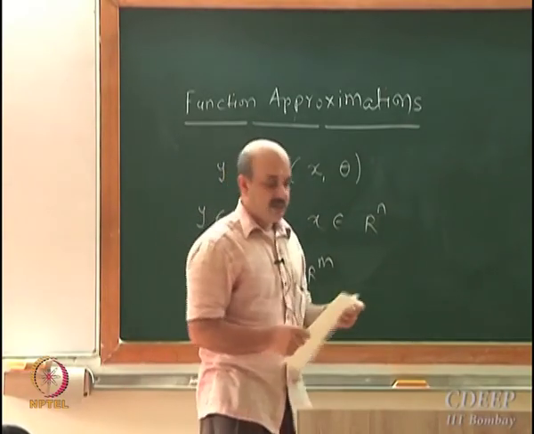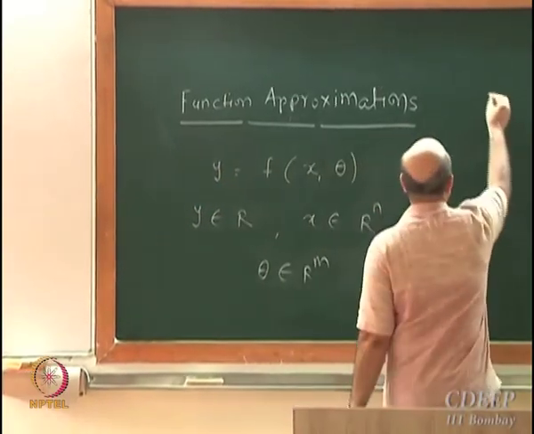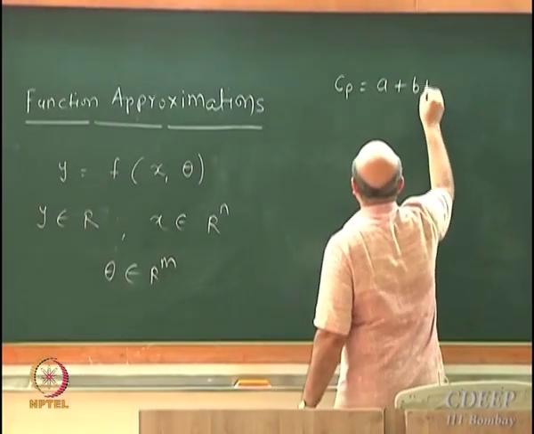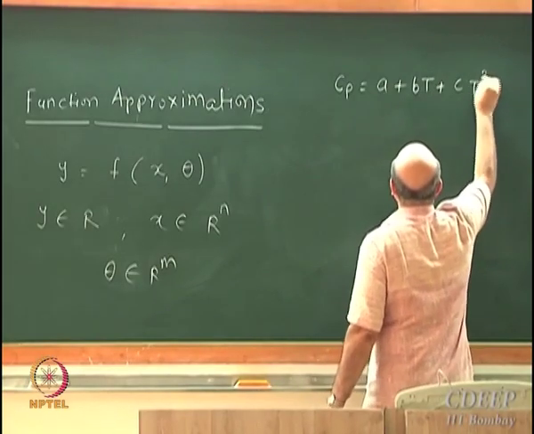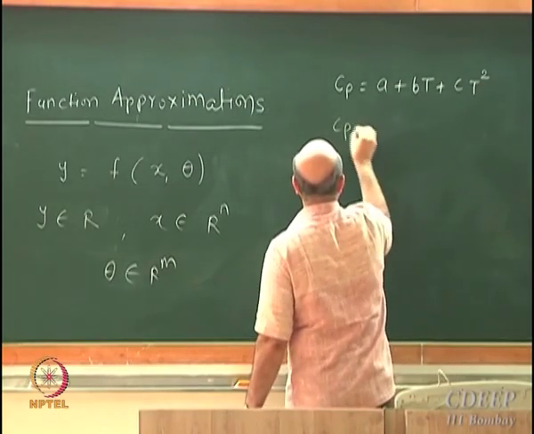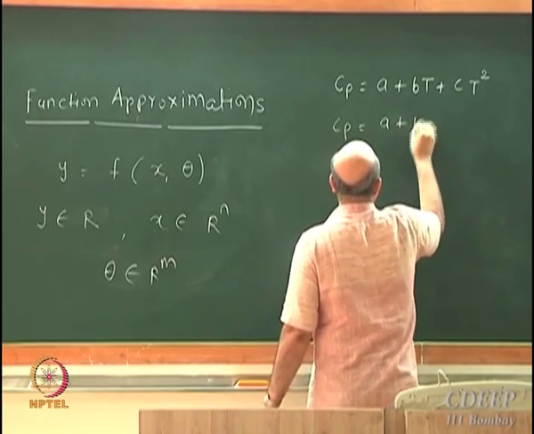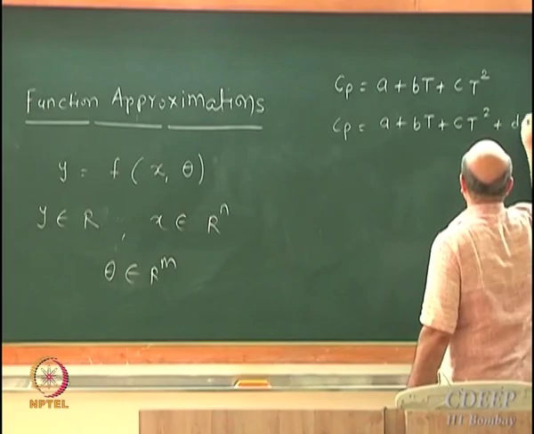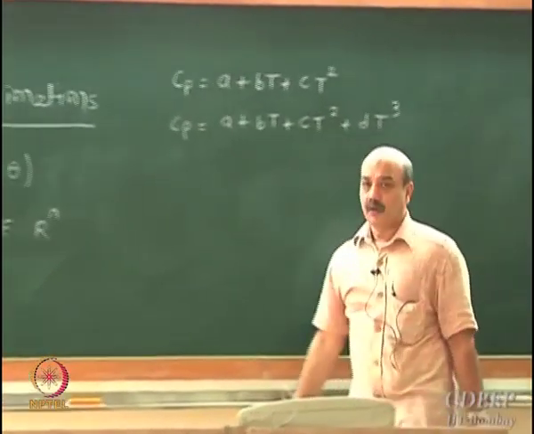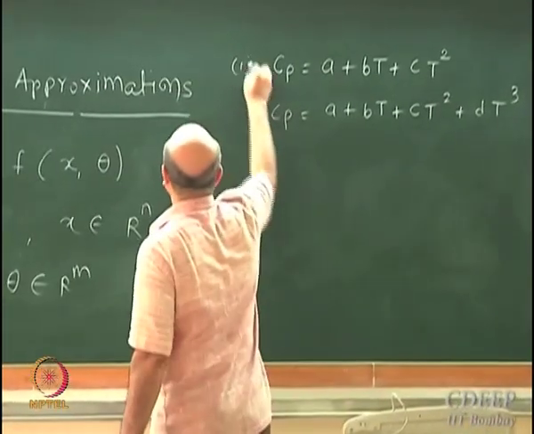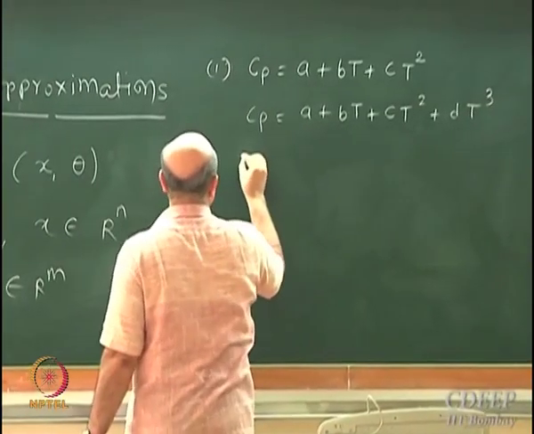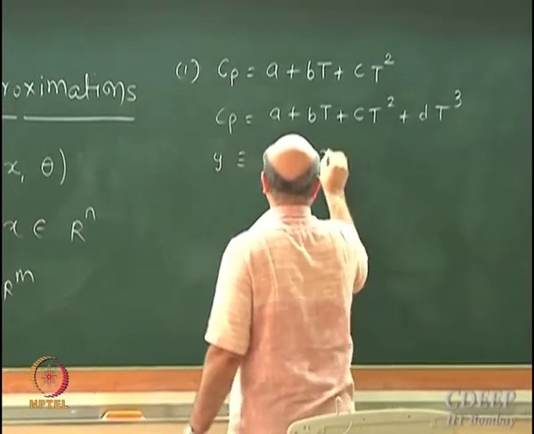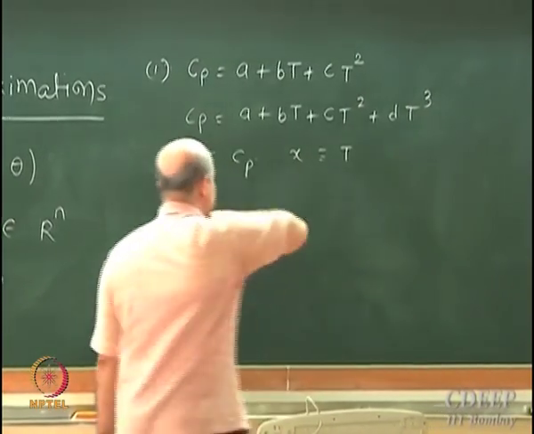And I have given you examples. The first example was Cp versus T, or Cp is equal to A plus BT plus CT square plus DT cube. In this particular example, we have y corresponding to Cp and x corresponding to T.